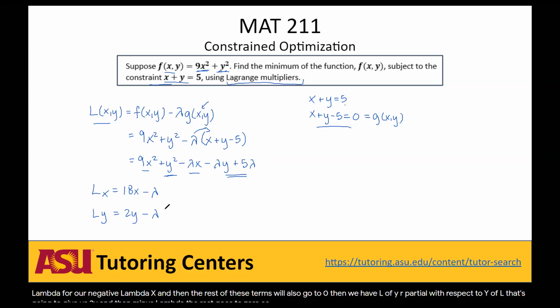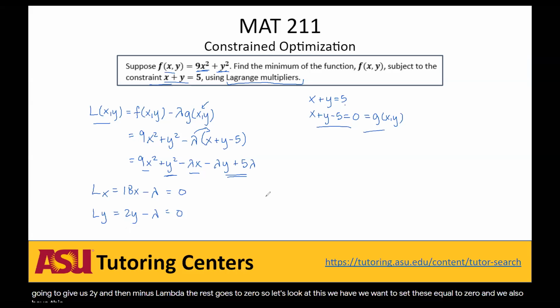So let's look at this. We want to set these equal to 0. And we also have this original function here, x plus y minus 5 equals 0. And we want to solve this system. So how can we do this? Well, we want to eliminate at least one of these variables.